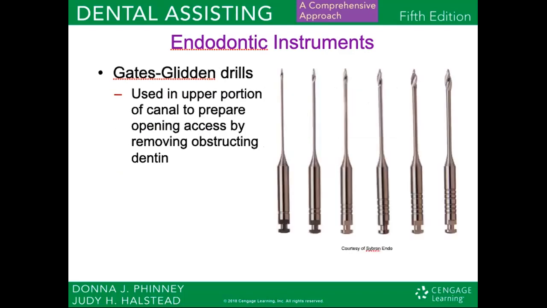And here is an example of what they look like. Again, these are used in the upper portion of the canal. And we call that the cervical third portion of the canal. And that is where we have that big area of pulp chamber. And sometimes there is dentin or pieces of tooth structure that obstruct the opening to the canals. And this is the instrument that the endodontist might use to remove that obstruction.